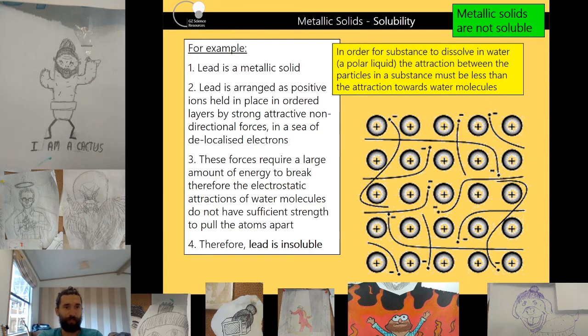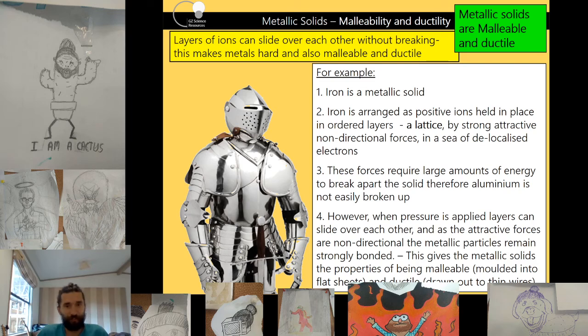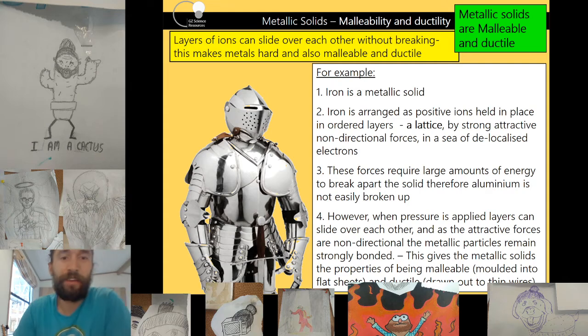Iron is arranged as positive ions held in place in ordered layers, a lattice, by strong attractive non-directional forces in a sea of delocalized electrons. Same thing. These forces require large amounts of energy to break apart the solid, therefore iron is not easily broken apart. Okay, you don't really need to say that. But the next bit's the most important bit.